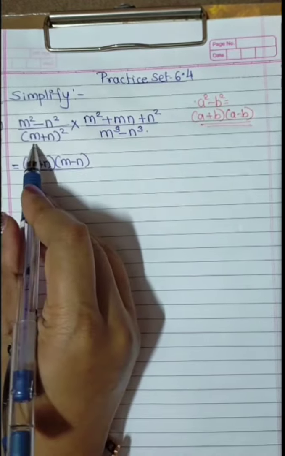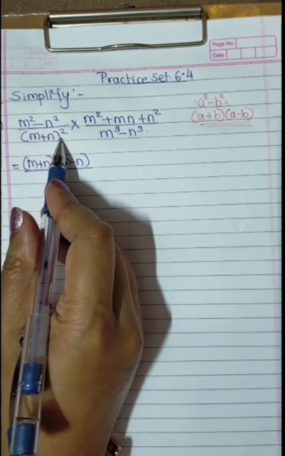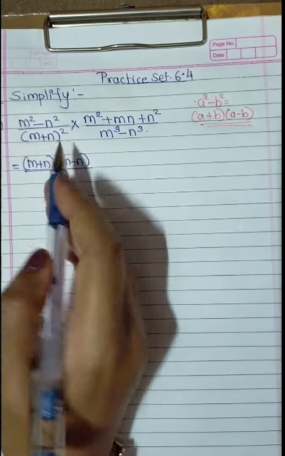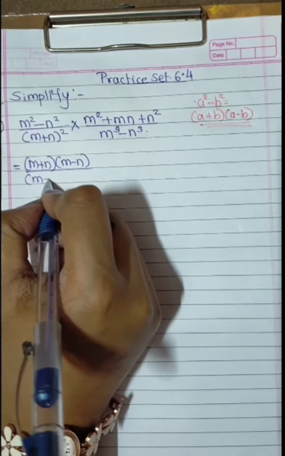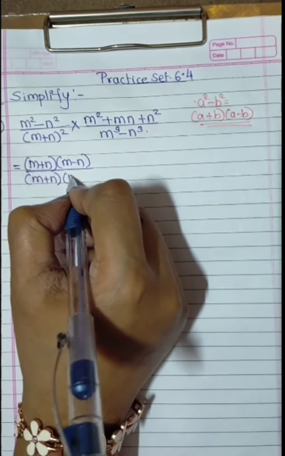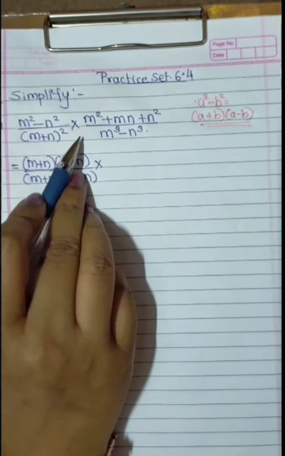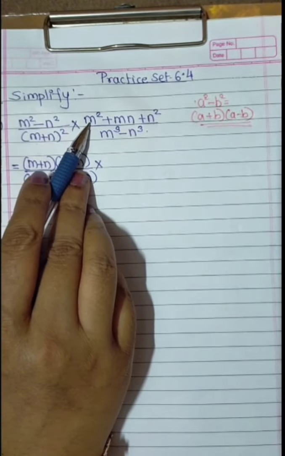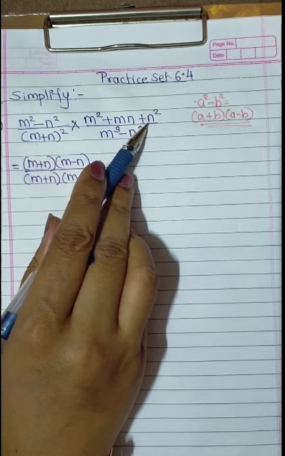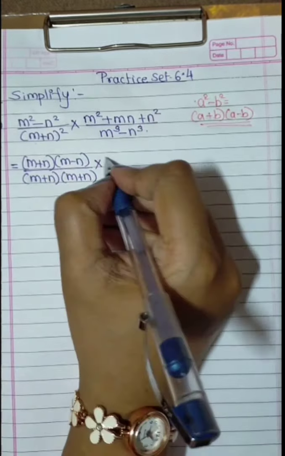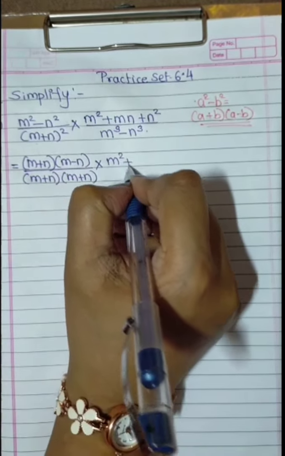Upon m plus n whole square is given, so since the square is there, we are going to write m plus n and m plus n. Okay, now multiply, then you can see that m square plus mn plus n square is given. We will write it the same as it is.